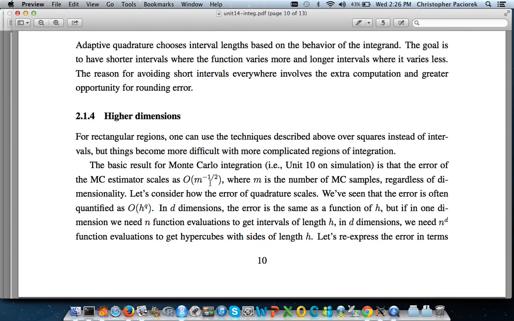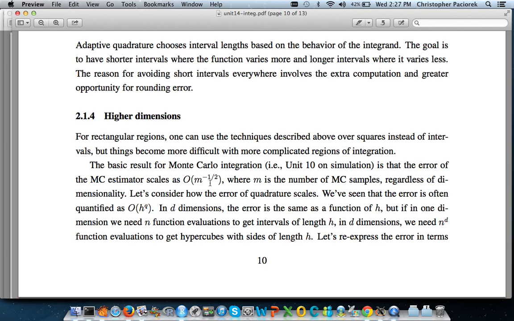We'll keep this in mind, and there's nothing in here about dimensionality. Nothing in here says that the order of the error is going to change as x is 1-dimensional versus 2-dimensional, 3-dimensional, 4-dimensional, etc. We'll come back to this in a second, but now let's think about what happens if we're doing quadrature and we start to go to higher dimensions.